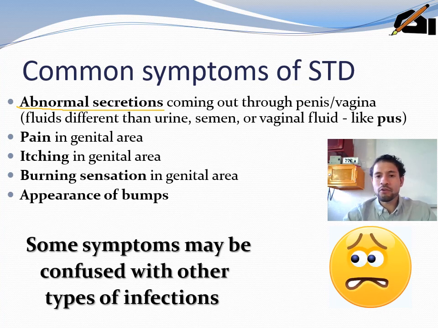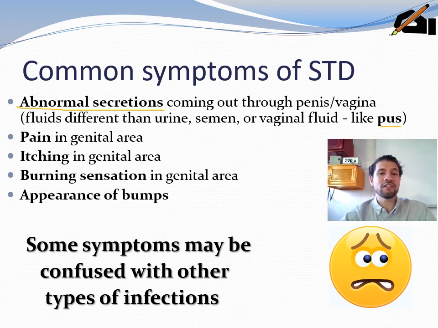One example of abnormal secretion is going to be pus, right here. Pus, like the one that you get in blisters or injuries that get infected. That kind of substance will be coming out of your penis or vagina if you have an STD. So that's one, let's say, nasty symptom that you may have.